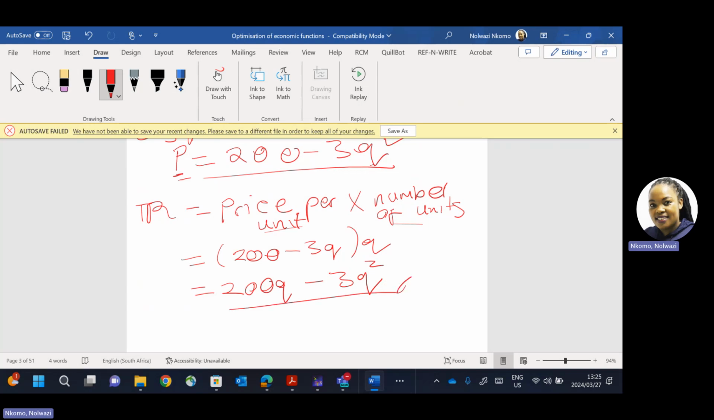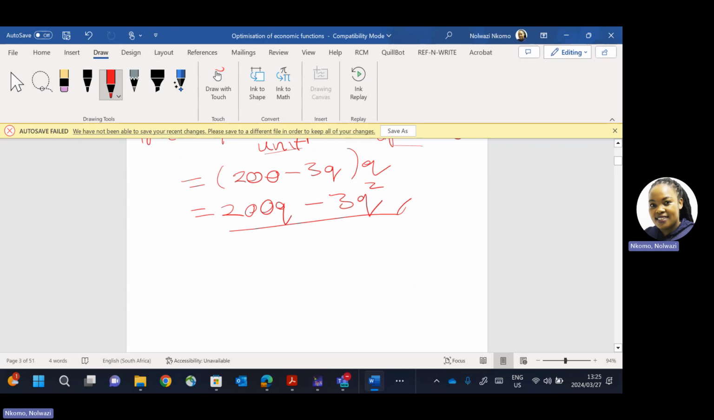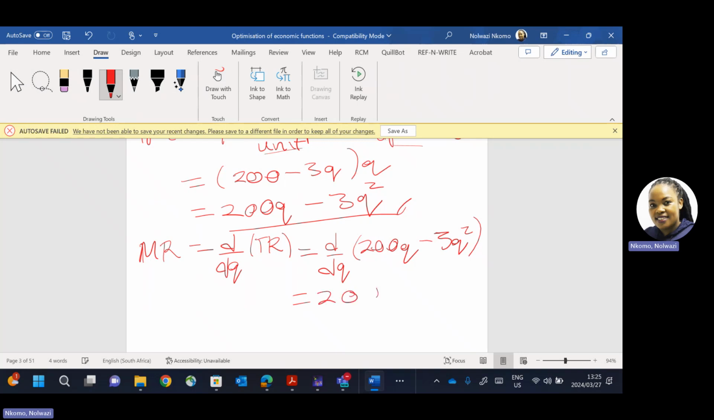What more can we find from here? We can find the marginal revenue if we have a total revenue. And we know that the marginal revenue is equal to the derivative of the total revenue. We said the total revenue is 200Q minus 3Q squared, right? And if we differentiate, we'll have 200 minus 6Q, and this is your marginal revenue.